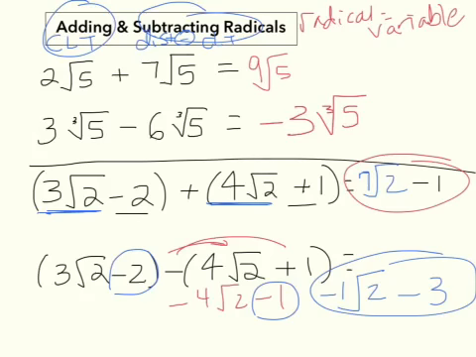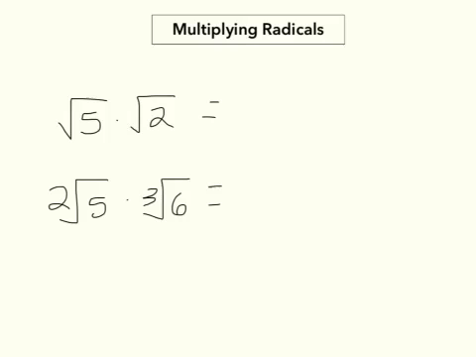So be really careful, treat the radical like a variable, combine your like terms. If you're subtracting, remember to distribute that negative first, then combine your like terms. All right, so when we're multiplying radicals, if it's just a single radical times another single radical, we can combine them together under the same radical. So this becomes radical 10.